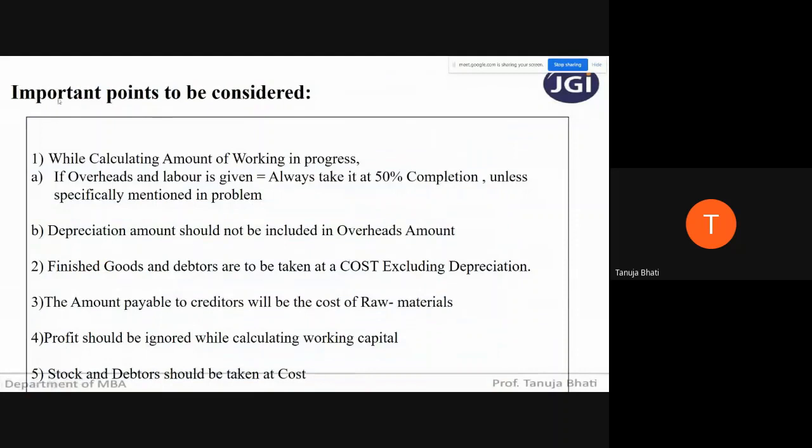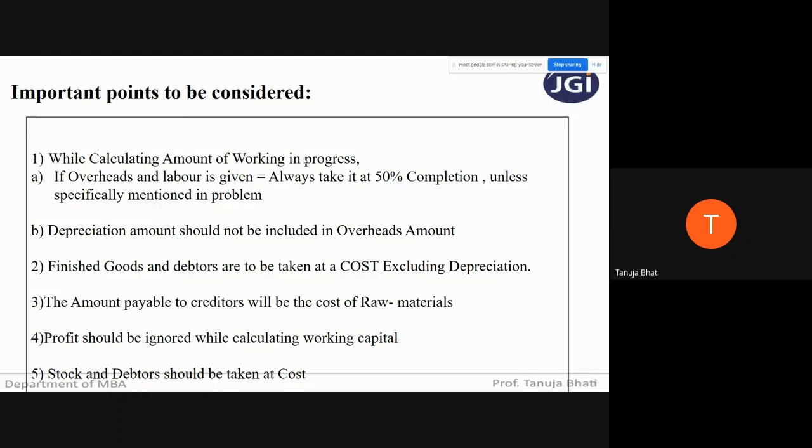Okay, next. There are certain important points to be considered when you have to solve the problems, students. When you solve the problems, there are certain points that you have to always keep in mind. Let us see what those points are. While calculating the amount of work in progress, see students, when does work in progress come? When it is a manufacturing unit. The stock is divided into raw material, work in progress, and finished goods. When you purchase the raw materials, it is only the materials that you are purchasing. But when that raw material is converted into work in progress, who is going to work on it? The labor is going to work. The employee is going to work to convert that raw material into work in progress.